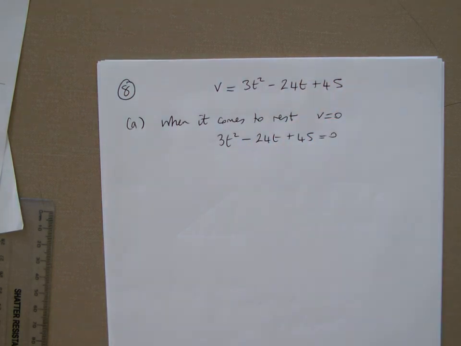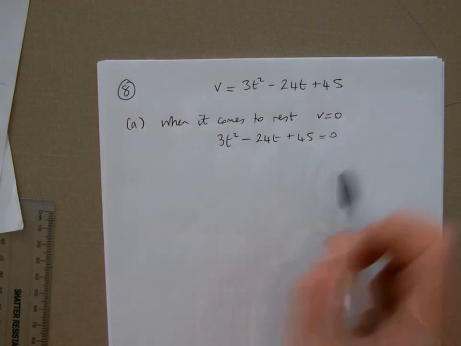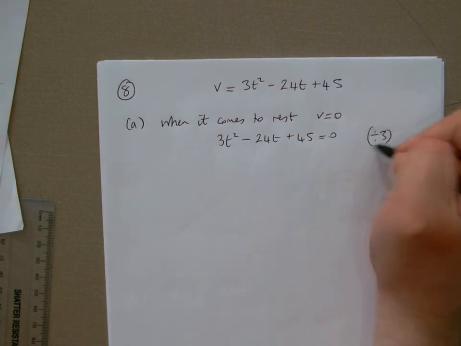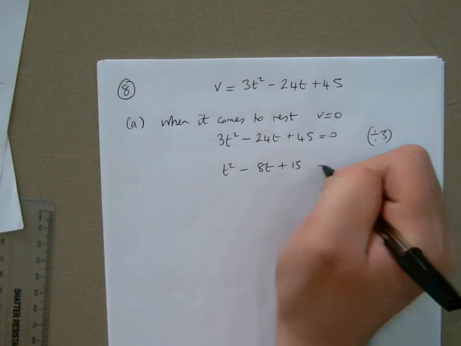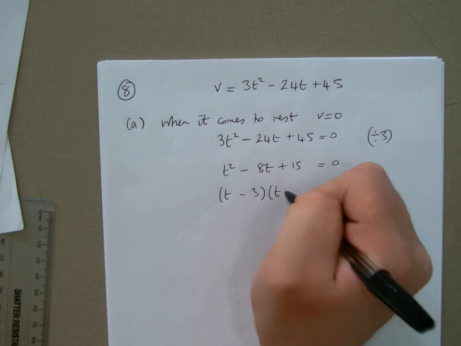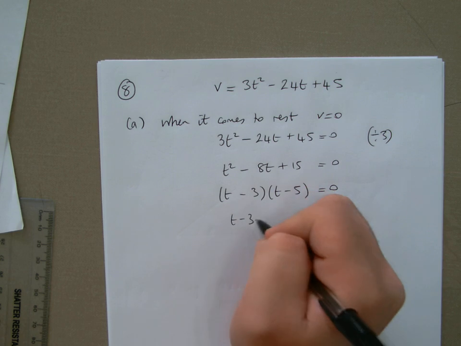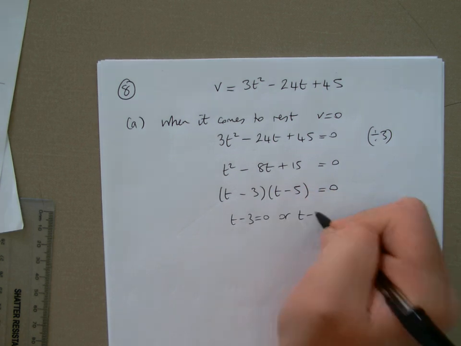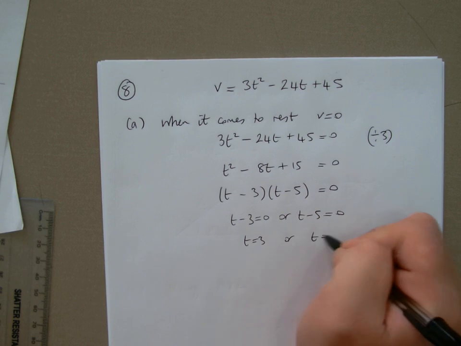We've got a quadratic equation, which we can solve. Before we solve it, have a look if there are any common factors, and we can see 3 goes into it, so it makes it a lot easier if we divide by 3. If we solve it, we get two factors: t minus 3 is 0, or t minus 5 is 0. So t is 3, or t is 5.